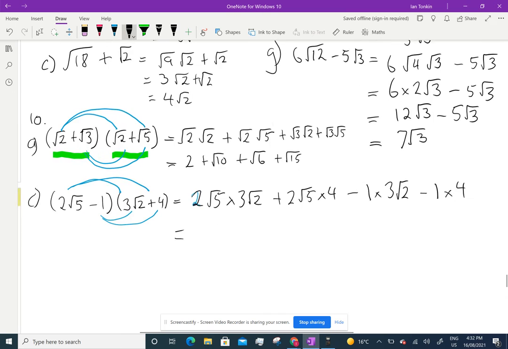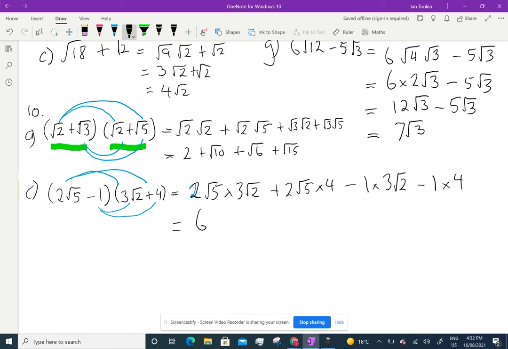Okay, take it step by step. 2 times 3, 6. Root 5 times root 2, root 10. Here, 2 times 4, 8. And then I've just got a root 5. Minus 1 times 3 root 2 is just minus 3 root 2. And minus 1 times 4 is just minus 4. And again, there's nothing there that I can put together. So 6 root 10 plus 8 root 5 minus 3 root 2. Whoa, look at that. I had a 2 there.